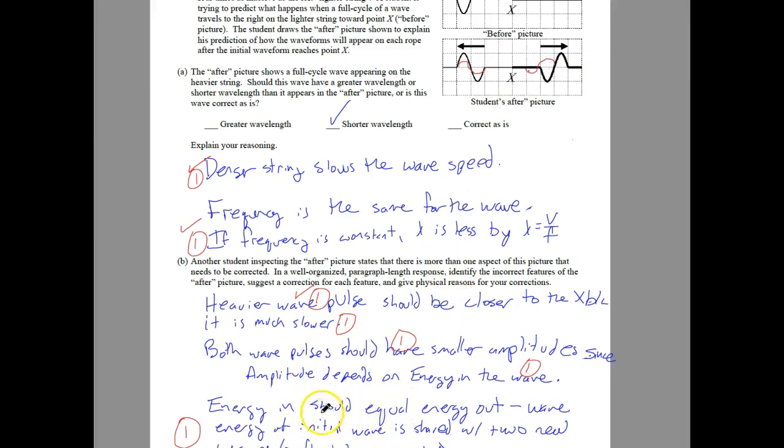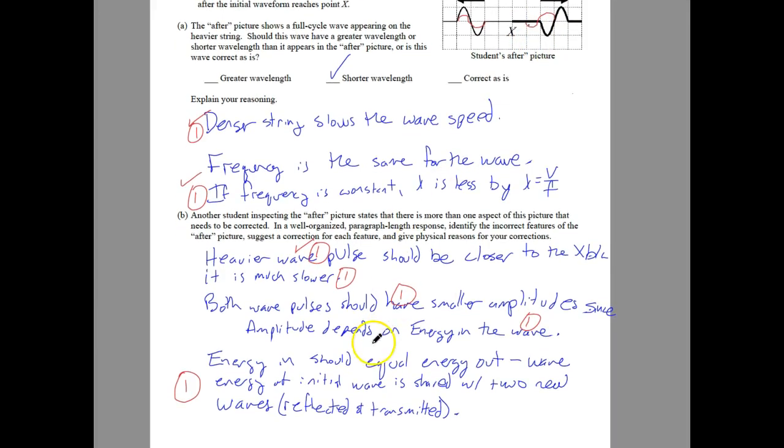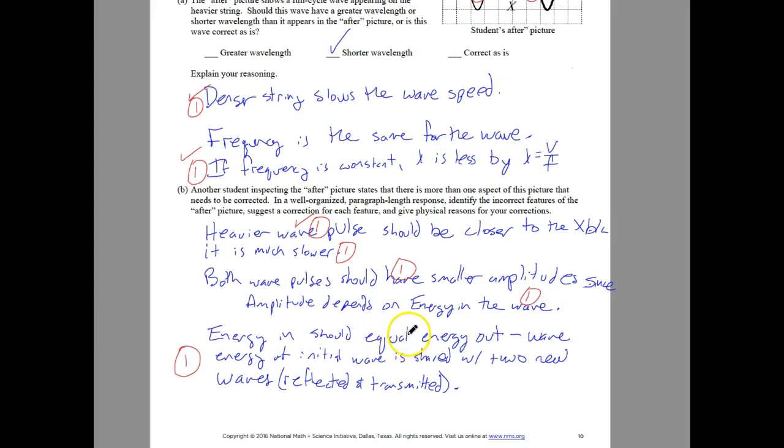Energy in should be equal to energy out. So the wave energy, the initial wave, is shared between those two waves, and that's why that amplitude needs to be less in those. And that is the end of that very short 7-point problem.